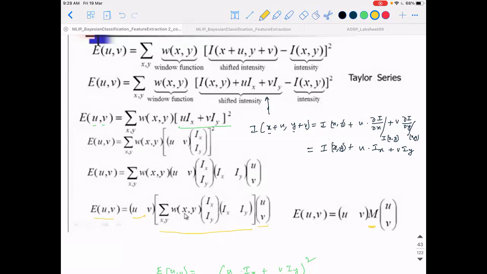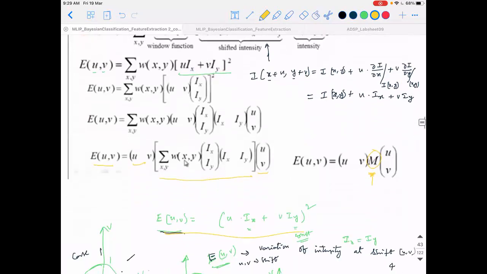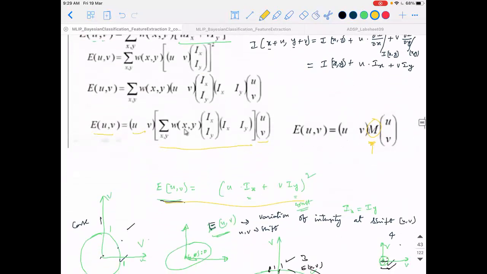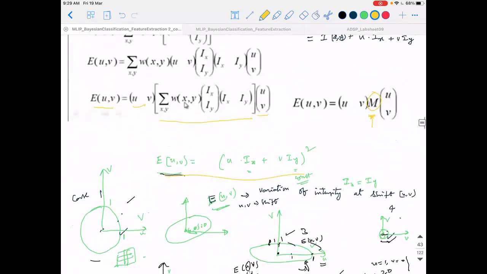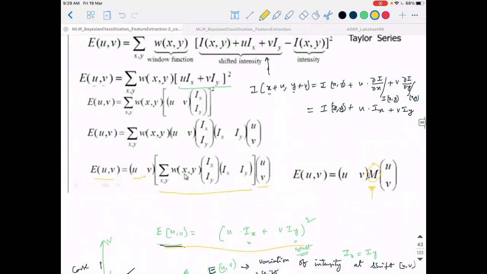Now you can see that [u v] into matrix into [u v], where this is a column vector, becomes either a circle or an ellipse, and this M is the key matrix which will define the shape of the polynomial. So he directly suggested that you can capture this M, and based on the properties of this matrix M, you can tell whether the given point is a corner, an edge, or a uniform region. What happens in a uniform region?